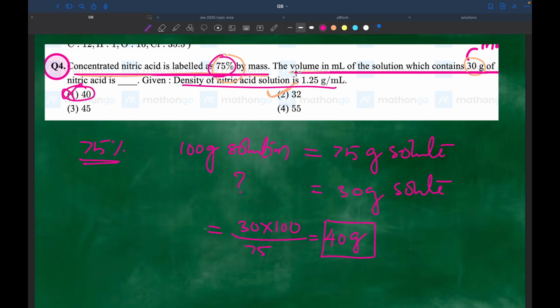The question asked is the volume. So again we use the relation density equals mass by volume. That's why they gave the density. So volume equals mass by density. Mass we have just calculated, which is 40, over density 1.25, which turns out to be 32. So 32 is the answer for this question. 40 is the incorrect answer, 32 is the answer.